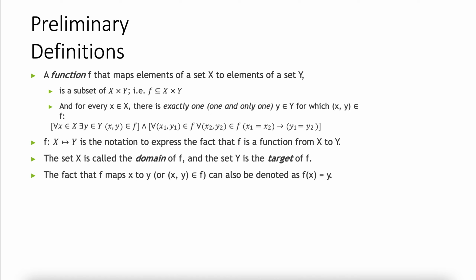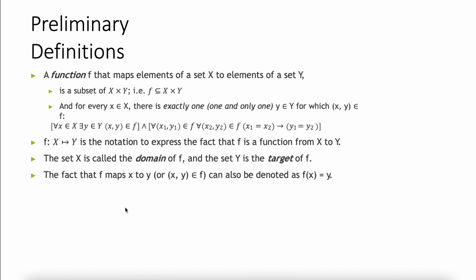Your definitions again, a function is basically something that maps different elements of one set to different elements of the other set. So it's represented by the letter F, and basically a function, if we have two sets x and y, then a function is basically a subset of x and y, or x into y. And for every element x which belongs to the big set x, there's exactly one and only one match y which belongs to y.